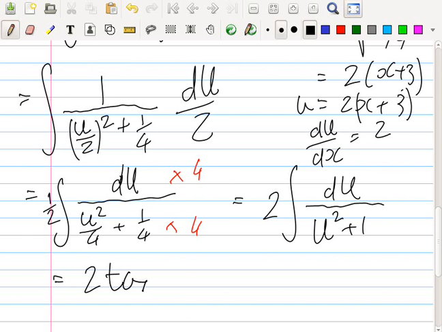Yeah, tan inverse u. And u here is 2 times x plus 3, or 2x plus 6. So yeah, I think the sign is backwards here. I think I have 2x minus 6.